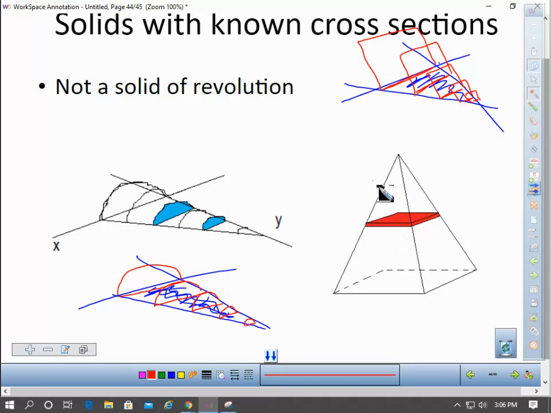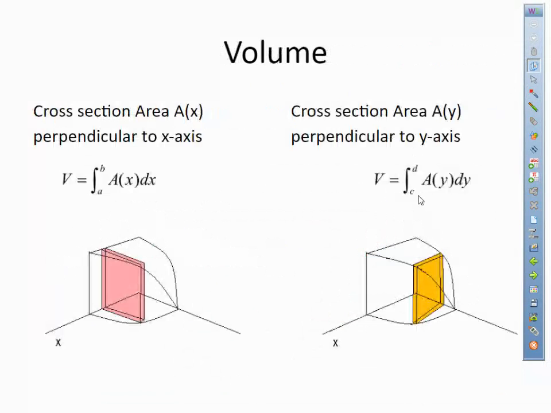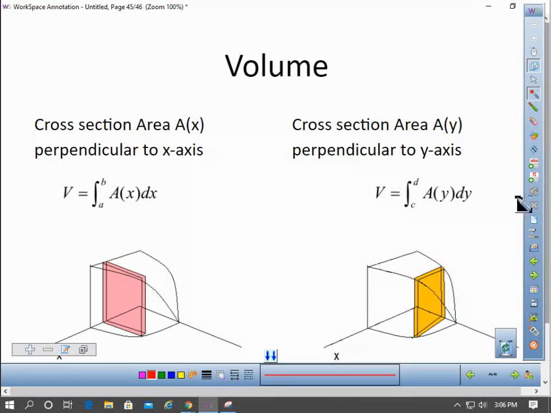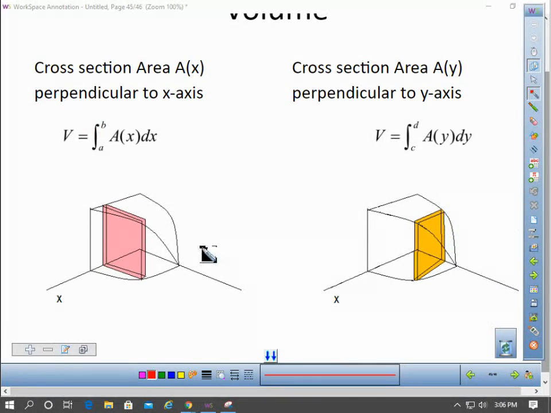So this is what known cross sections are. You start with a base area and then you build a shape on top of it. Now there's two different ways this can happen. The shapes you build can either be perpendicular to the x-axis or perpendicular to the y-axis. So you can put your cross sections different ways.